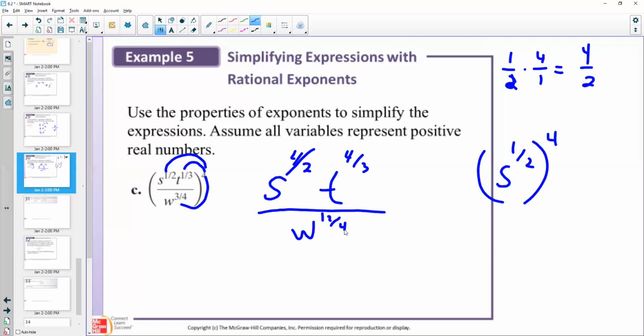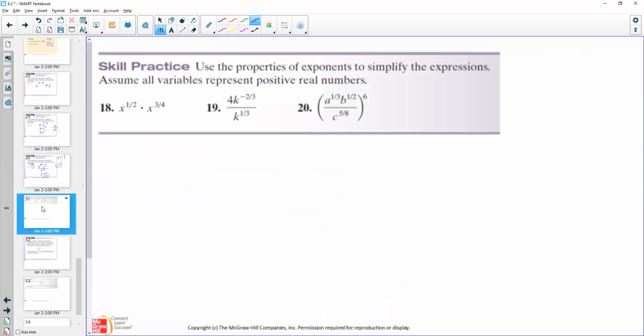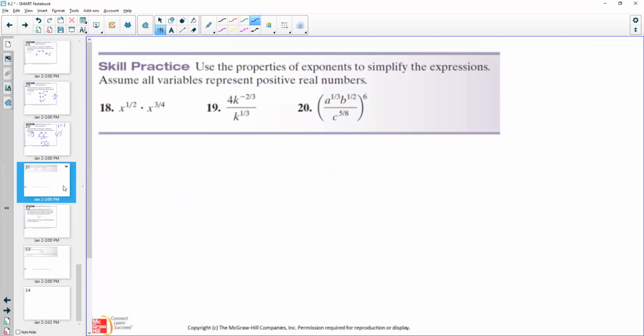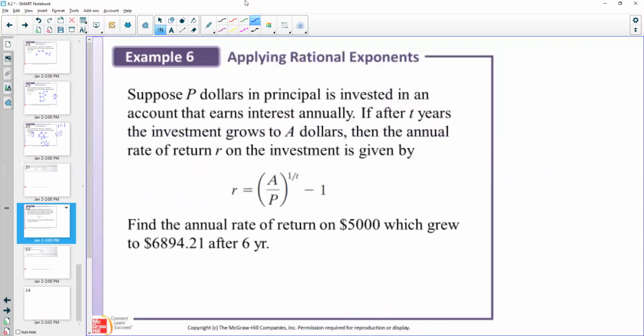And then let's simplify. S becomes s squared, because 4 divided by 2 is 2. T, I'm just stuck with 4/3. W, 12 divided by 4 is 3. And that's as far as I can get with that. That's just what's left. All right. Here are a couple for you to try. You will be okay.